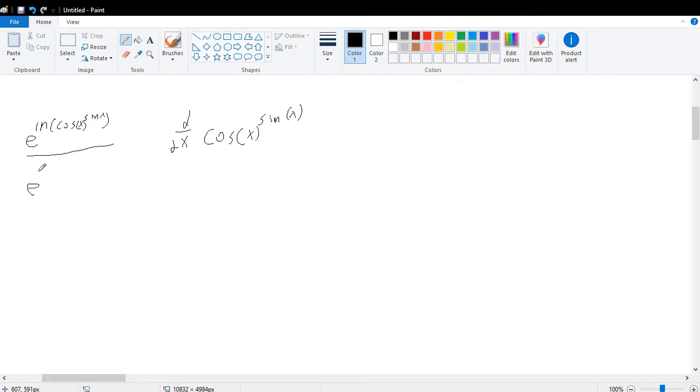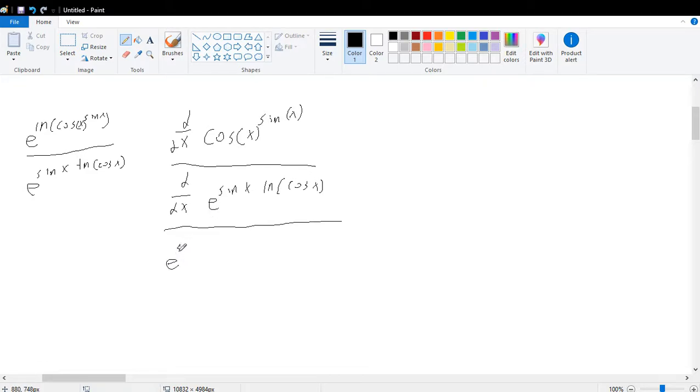We can rewrite that as e to the sine of x times the natural log of cosine of x. So that's what we will use. The derivative d/dx of e to the sine of x times ln cosine of x. The first step is e to that, which is just e to that. This is using the chain rule, of course.